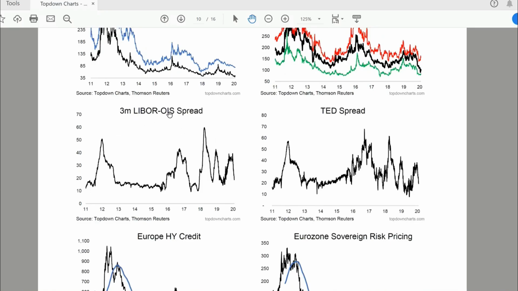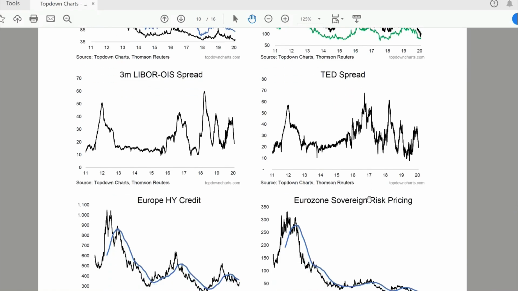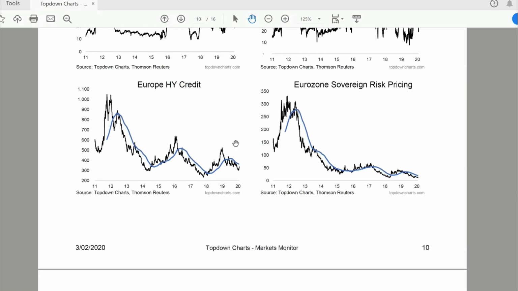And then a couple of popular credit risk or liquidity measures there. So LIBOR-OIS spread, TED spread there. Interestingly enough, despite all the panic at the moment about the virus or concerns, these two have actually come down quite a bit, which I thought was quite interesting.